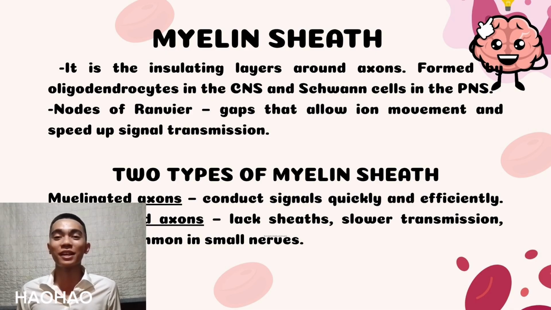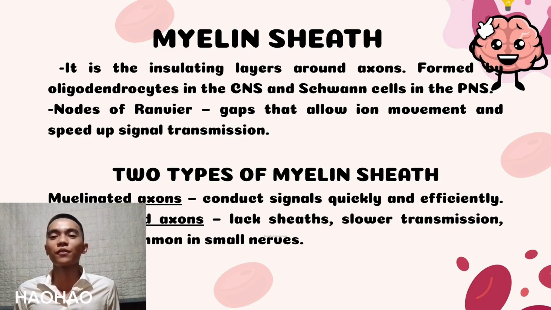So, what is a myelin sheath? Myelin sheaths are insulating layers around axons. They are also formed by oligodendrocytes in the central nervous system and Schwann cells in the peripheral nervous system. Nodes of Ranvier are the gaps that allow ion movement and speed up signal transmission.